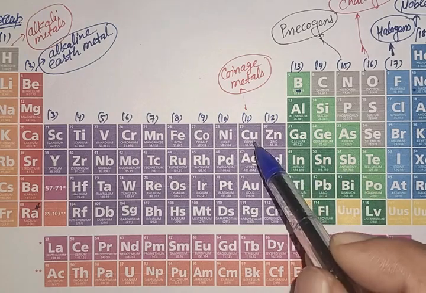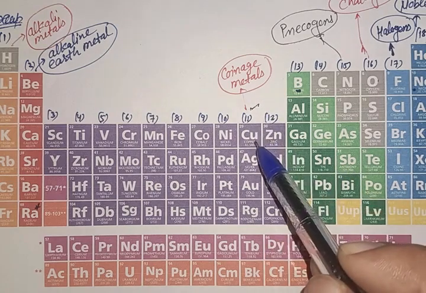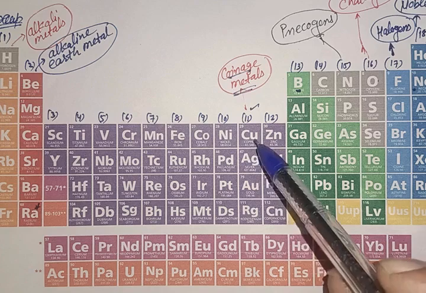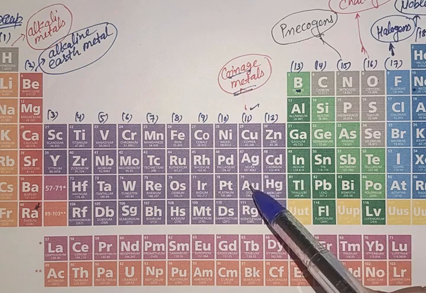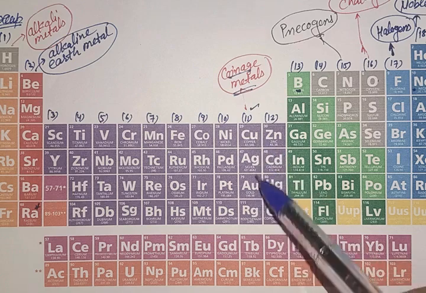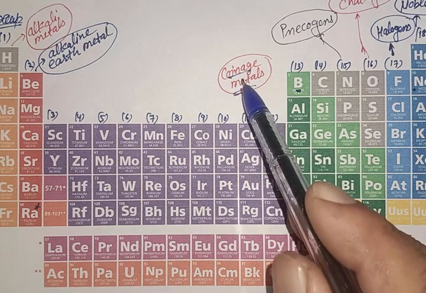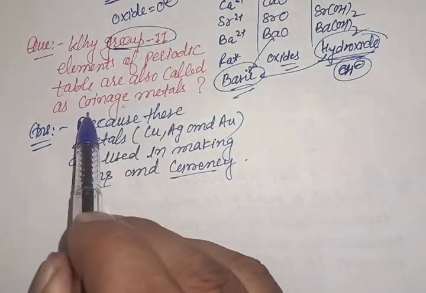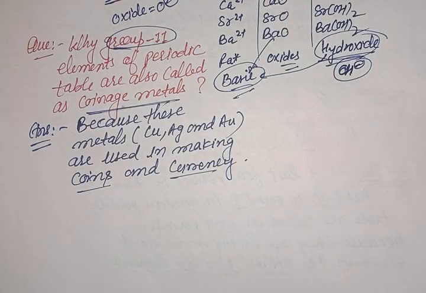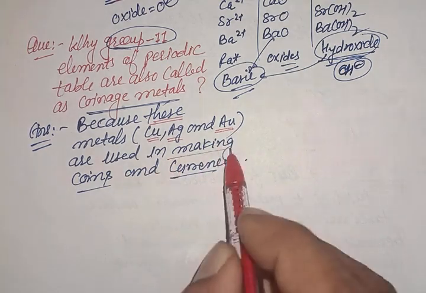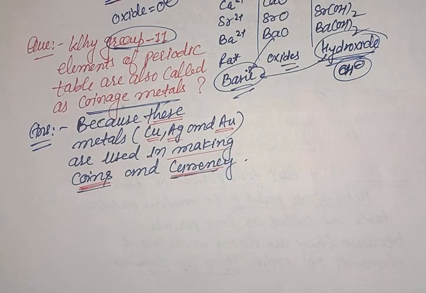As we know, the elements of group number 11, that is copper, silver and gold, are also called coinage metals. Why are they called coinage metals? Because these metals are used in making coins and are also present in the currency of a country. So these metals are also used to make currency. That's why they are called coinage metals. So why are group 11 metals also called coinage metals? Because copper, silver and gold are used in making coins and currency.